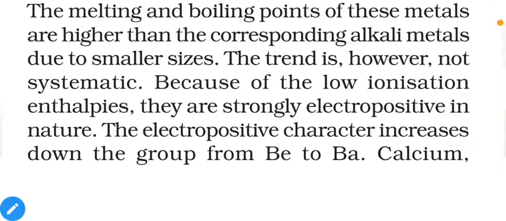Because of the low ionization enthalpies, they are strongly electropositive in nature. The electropositive character increases down the group from Be to Ba. For a similar reason, removal of an electron becomes easy as the size increases, because with increasing size the distance increases, and that's why removal of an electron is easy and metallic nature is also increasing.